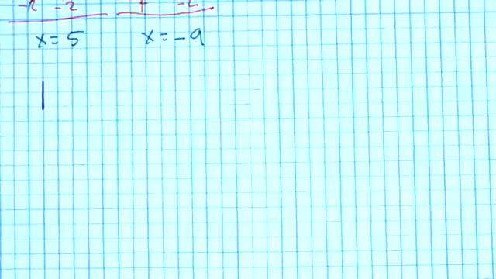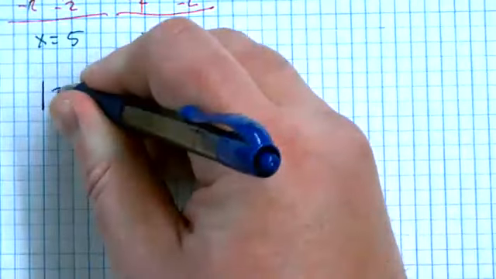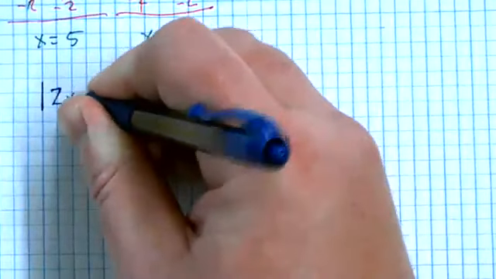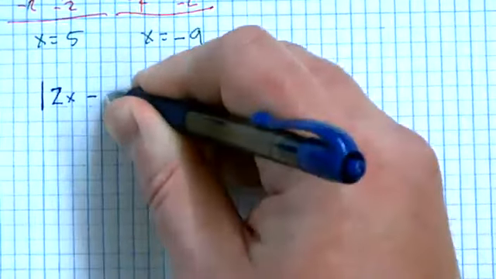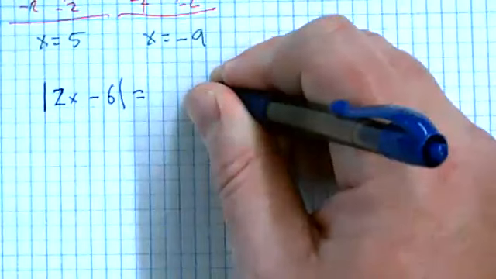Definitely want to get this one in your notes. Okay? I put it straight in your packet. If you don't have your packet with you, write it down, get it in your packet later. So we're going to go 2x minus 6 in our absolute value equal to, what do we want to do?